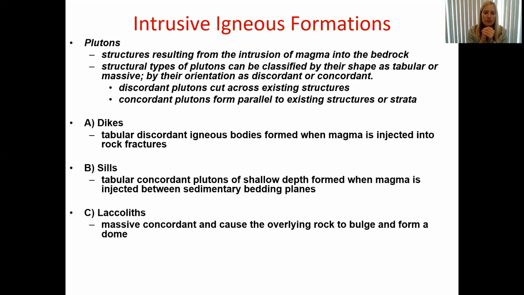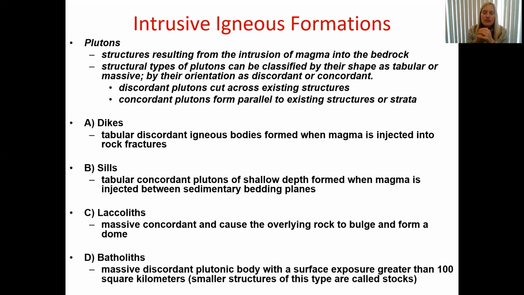So now we're into our next section. These ones are the massive ones. These are the ones that are bigger. If it's massive, but also concordant, so in line with those layers, we call that a laccolith. What happens with those is they come up and sneak in between the layers and form a bulge of layers on the top that we'll see in the next slide.